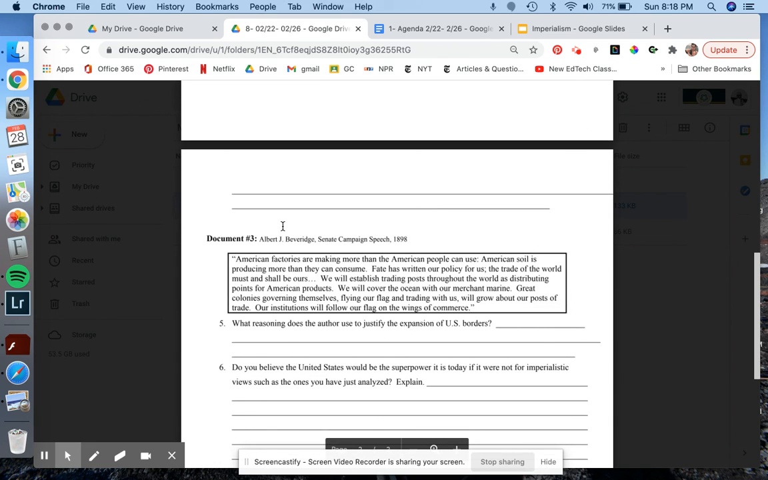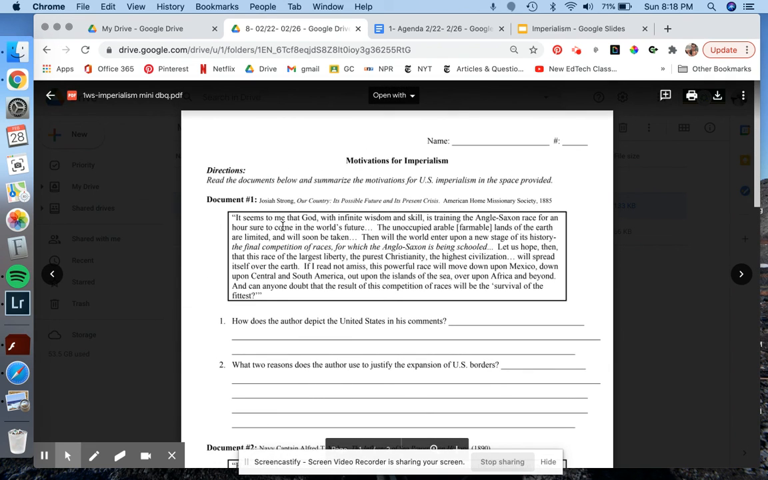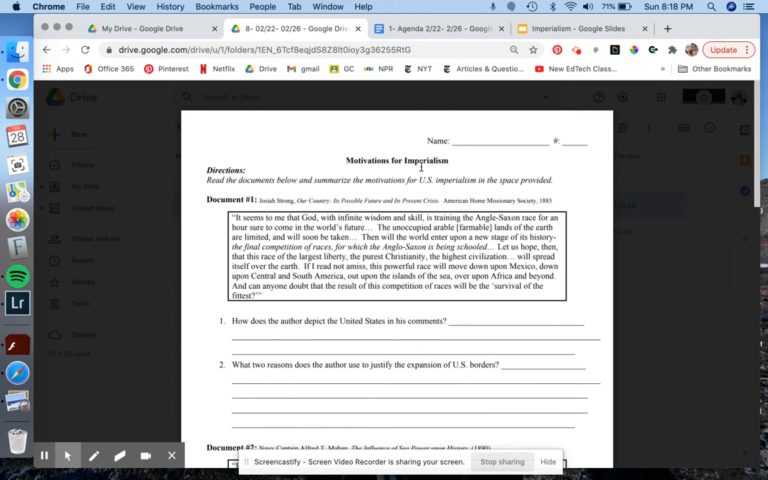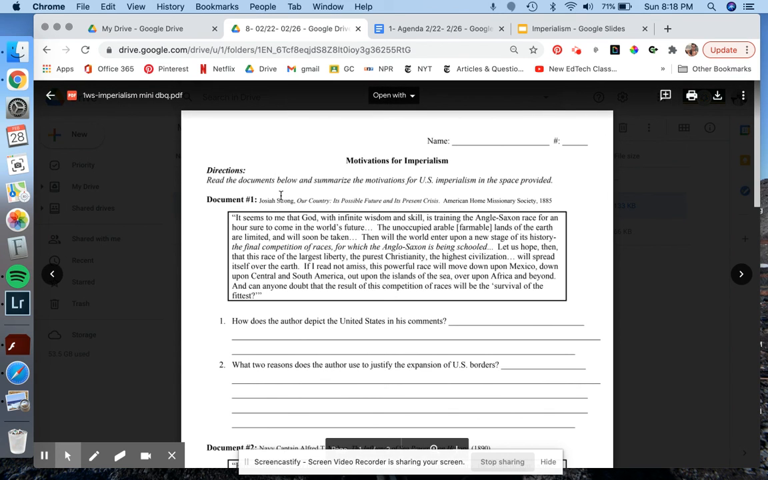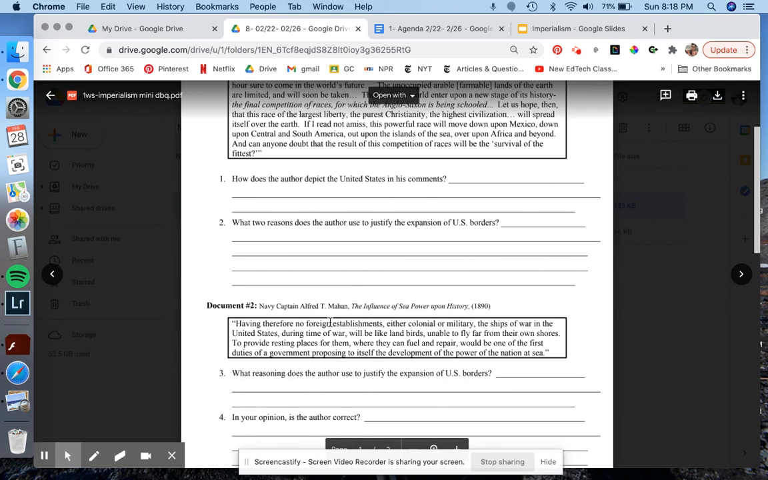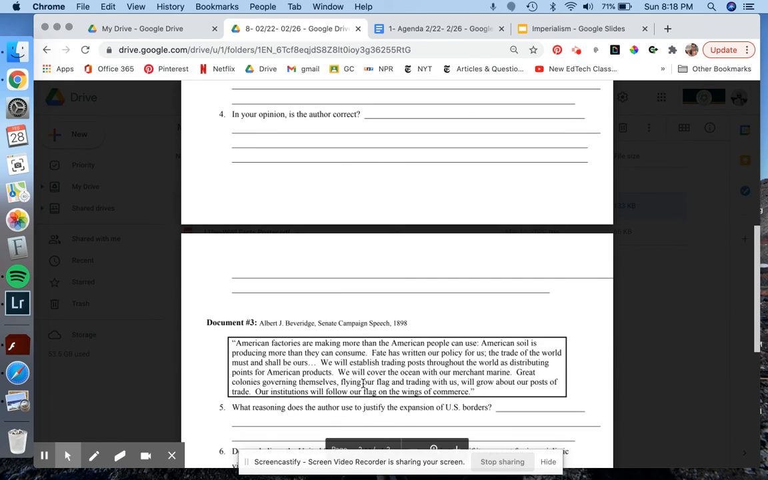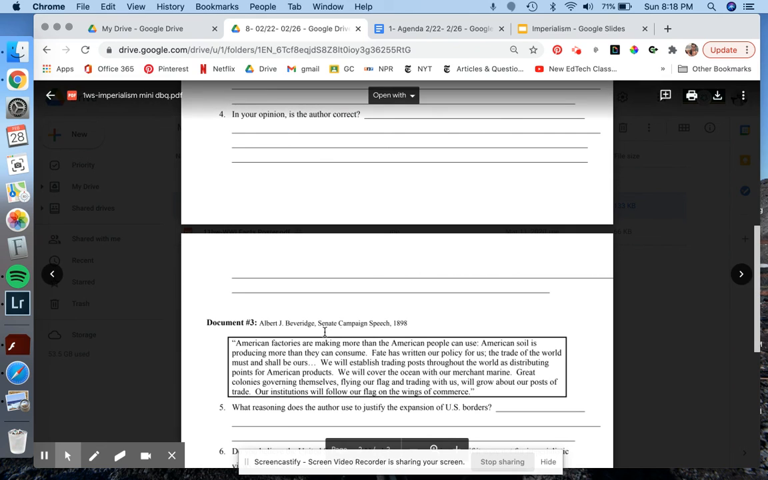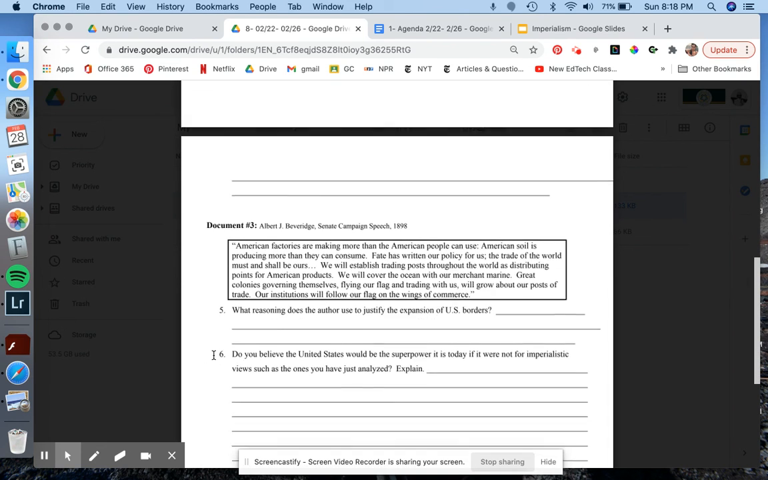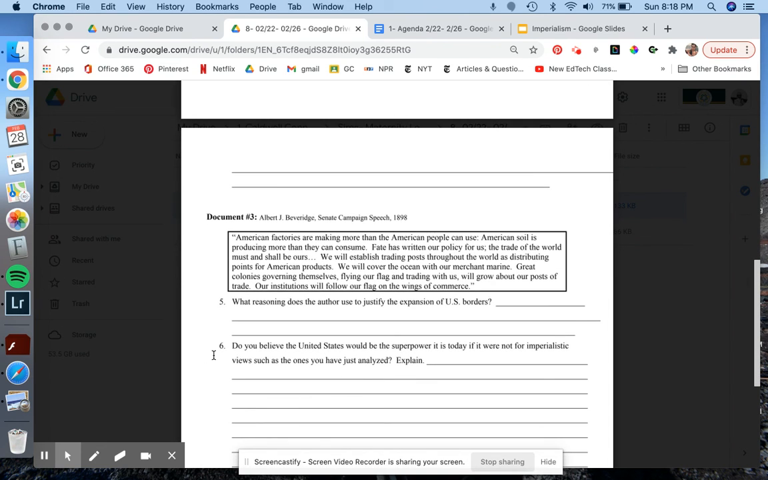And so this kind of looks at what is causing imperialism to happen, like what is encouraging people to do that. So Josiah Strong, this one is going to be kind of the cultural push. This is Mahan, so this is the military push, and this is Beveridge. He's trying to be a senator, and so this is more a political thing. Okay, so you guys are going to do that with Miss Smith.